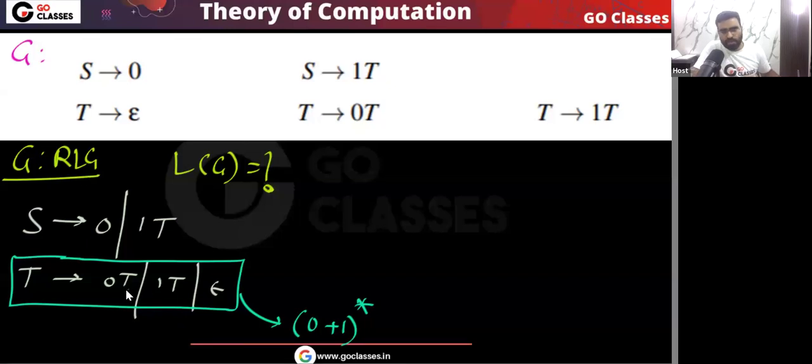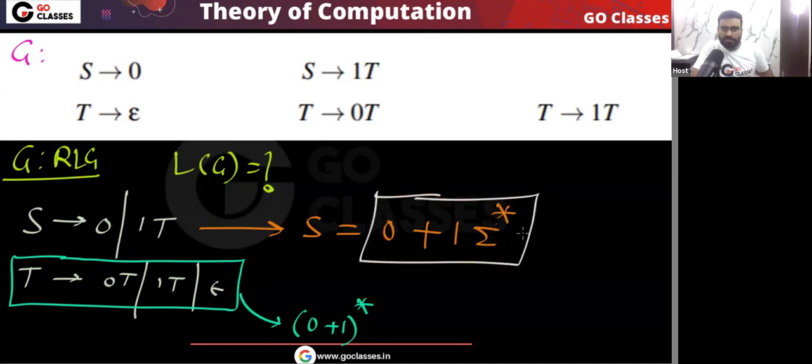For sigma star, you can generate any string you want here. So tell me what S will generate. From S, you can get either the string 0, or 1 followed by sigma star. Is this clear? So your answer will be this. You can easily find it. Understood? This is method number 1.